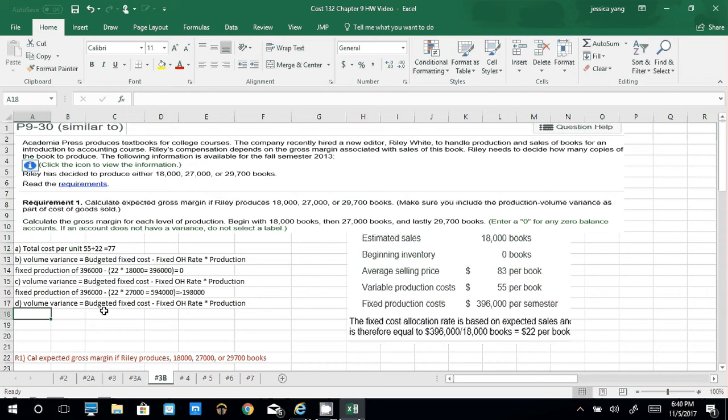Now to find the volume variance for 29,700 books, we do the same thing by taking the fixed production cost of $396,000, subtracting $22 per book times 29,700 books. That gives me $653,400.